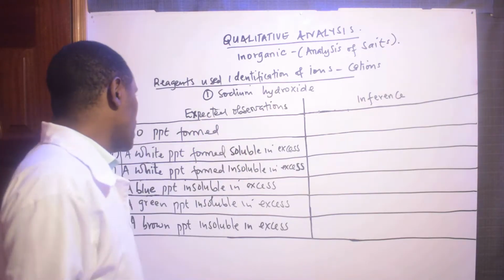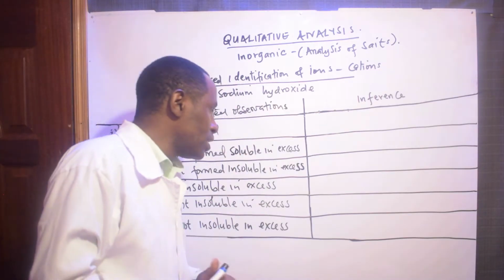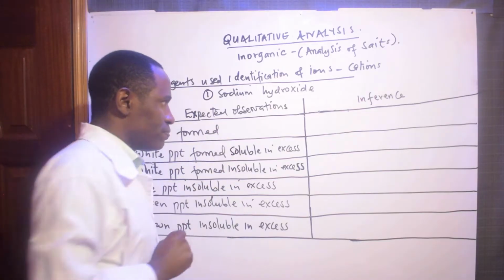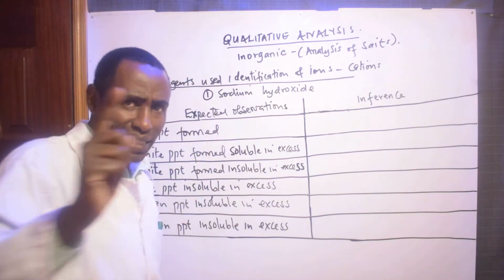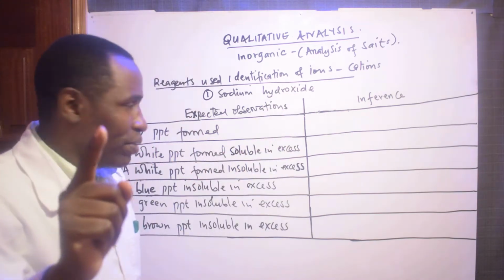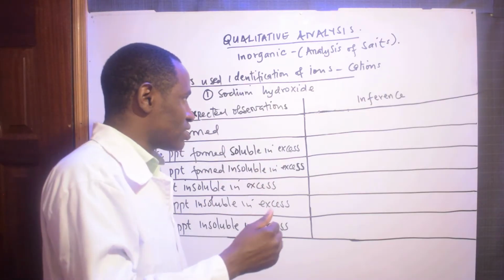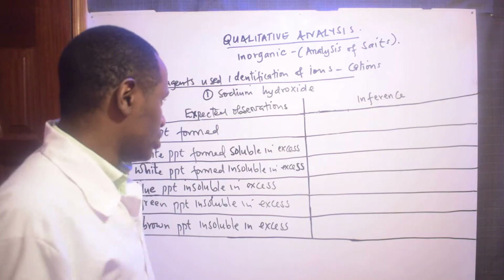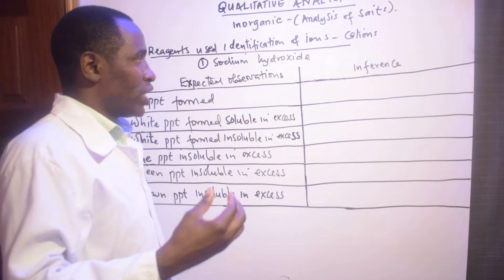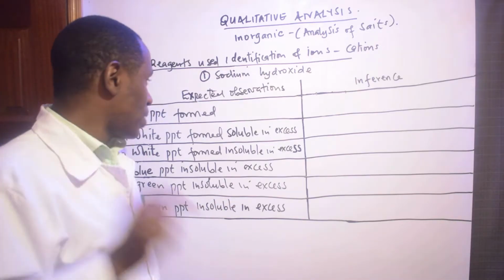So let's get to the observation. No precipitate formed. When no precipitate has been formed, that should tell you that the cation in the solution under test is forming a soluble hydroxide. Please don't forget that a precipitate refers to an insoluble salt in a solution. We can talk about suspended particles in a solution. That is what a precipitate is all about.